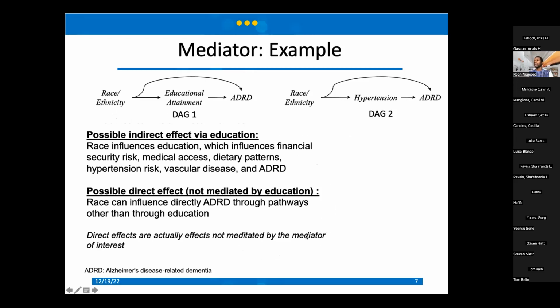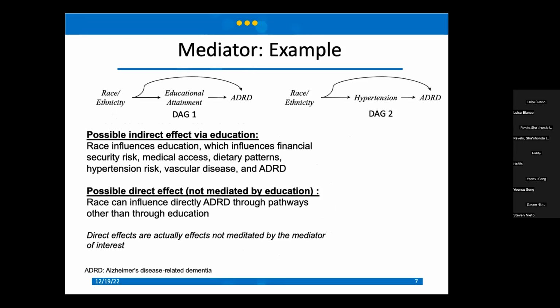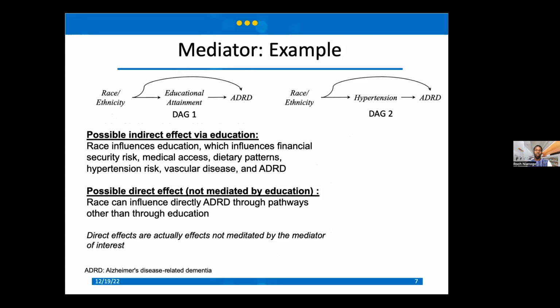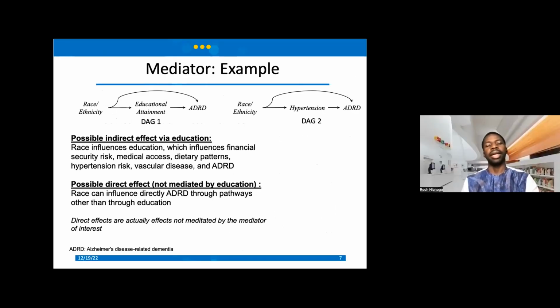Okay, so let's talk about a brief example, and then we'll go into detail about how this actually works. When we think about the relationship between race, ethnicity, educational attainment, and Alzheimer's disease and related dementia, there are some interesting pathways that we can think about, especially when we see, for example, differences in cognitive performance or different risk of Alzheimer's disease across race, for example between Blacks and whites. We can ask the question, is this explained by different factors? One of them could be educational attainment. So there's been interest in the notion that there might be some possible indirect effect via education.